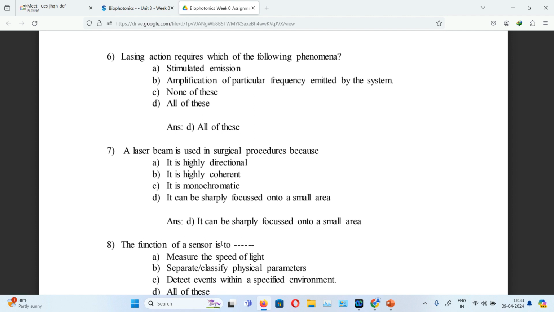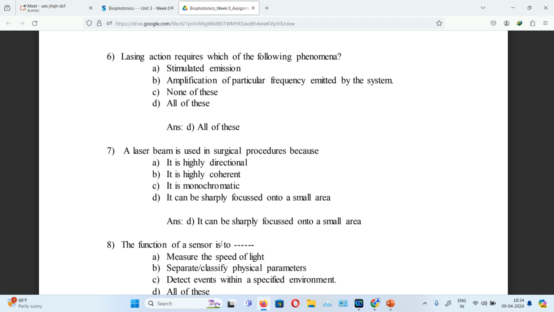So now the function of a sensor is to measure the speed of light, classify physical parameters, detect events within a specific environment. So just think about what a sensor can be. It has to sense something. It has to sense some physical phenomena. Can it sense the whole physical phenomena? No, it can have a limitation. It can select some region of the particular phenomena.